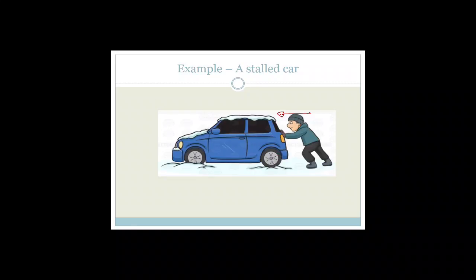But if he gets out of the car and pushes it from outside the car, now he is producing a net external force. So he is causing there to be an acceleration if he gets it to move. And here's an external force. So now he is outside the system and the system is no longer closed. It is now open because it is allowing him as an external force to act on it.